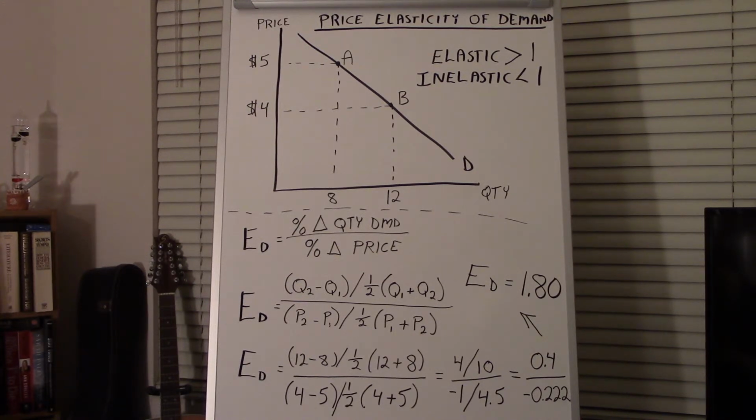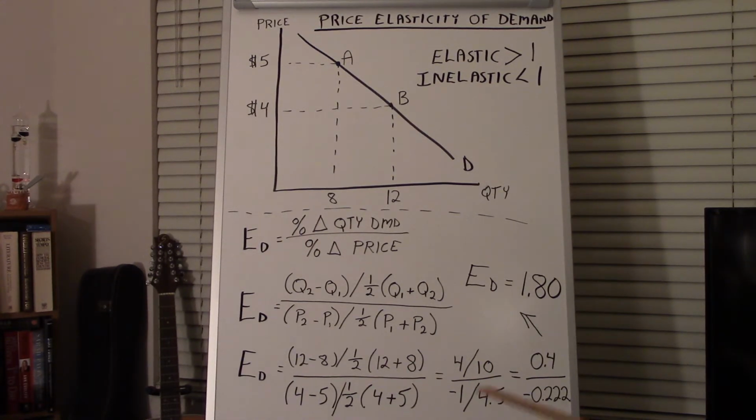So let's just quickly summarize. Price elasticity of demand is telling us what is the effect of the price change to the consumer. How volatile is that price change? How much does that price change affect the consumer? And if it's greater than 1, we consider it elastic. And if it's less than 1, we consider it inelastic.